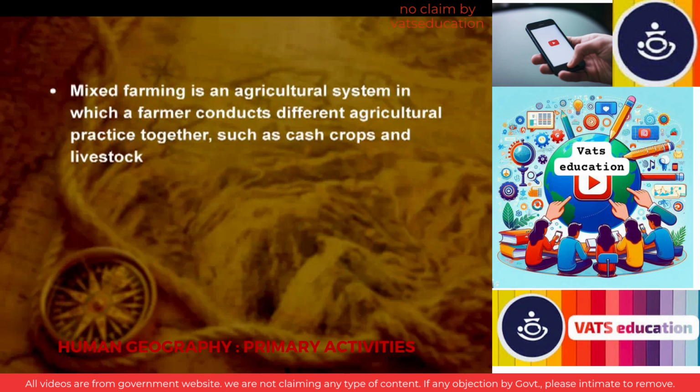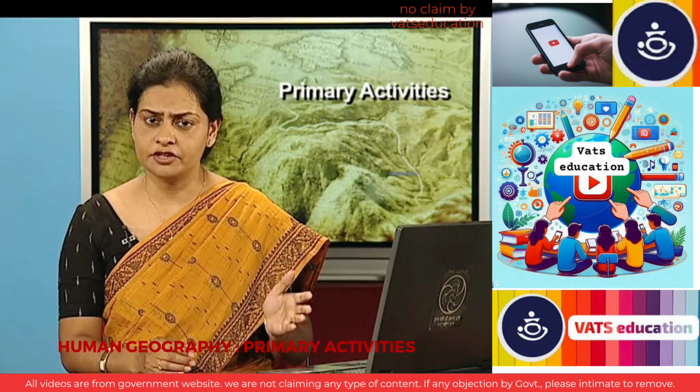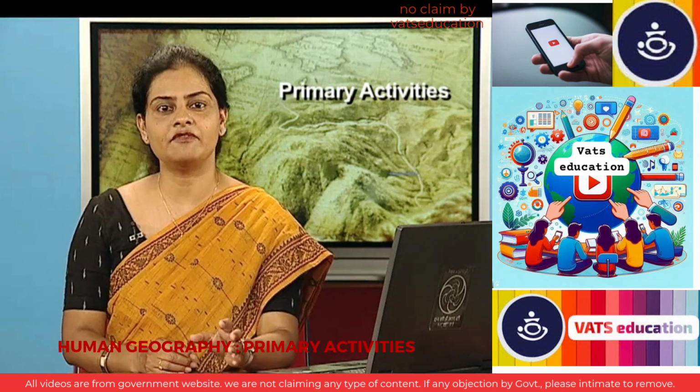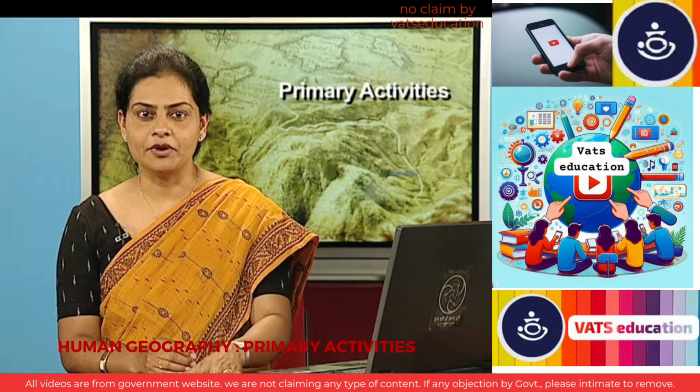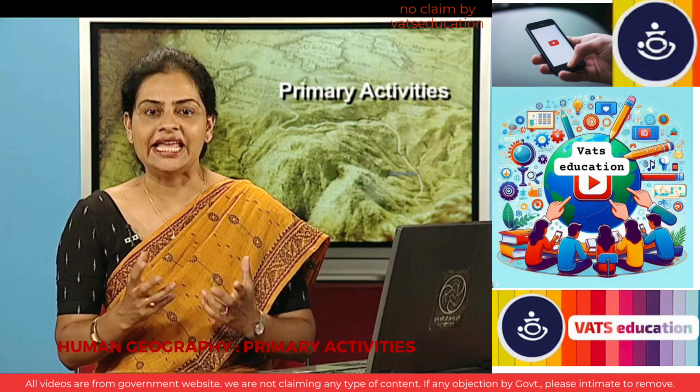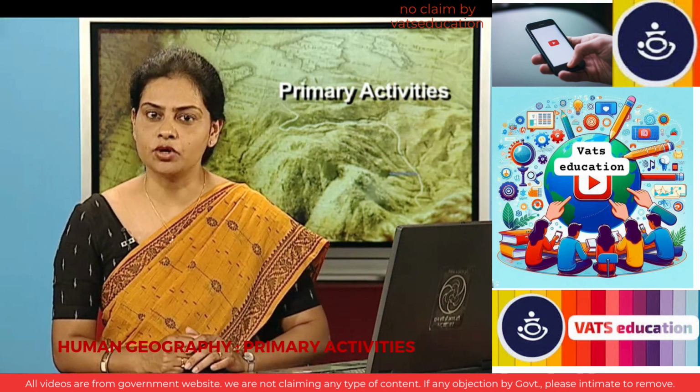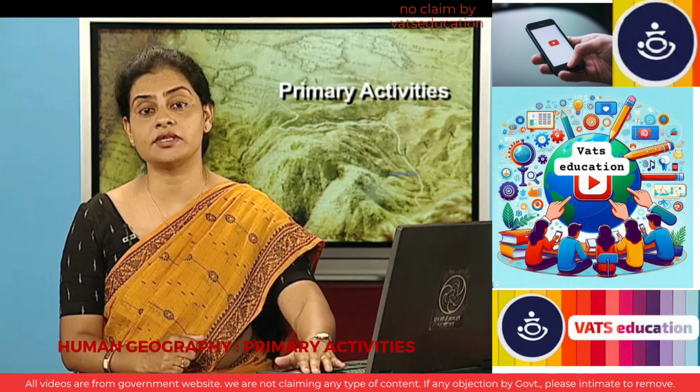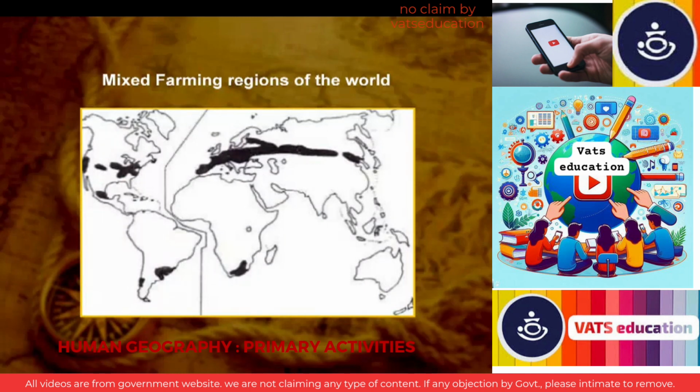Mixed farming is an agricultural system in which a farmer conducts different agricultural practices together, such as cash crop and livestock. It is something different from the plantation agriculture that we have learned recently. The aim of mixed farming is to increase income through different sources and to complement land and labor demands across the year. Let us look into this world map, which shows the different regions all over the world.